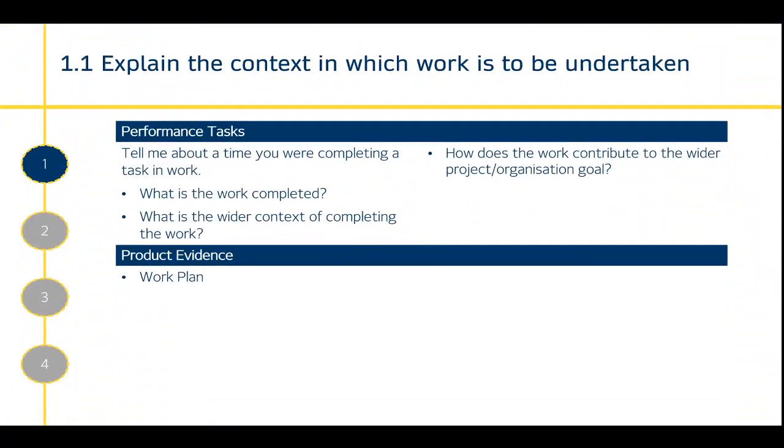Let's start now with the first outcome, and the first criteria 1.1, explain the context in which work is to be undertaken. So this quite simply is to explain what the wider situation is in the workplace, why that task is important, what does it contribute to wider team goals, why are you doing that. Have a good think when you're gathering evidence on certain tasks you're completing and explain the background to it, and that will help to cover off this point.